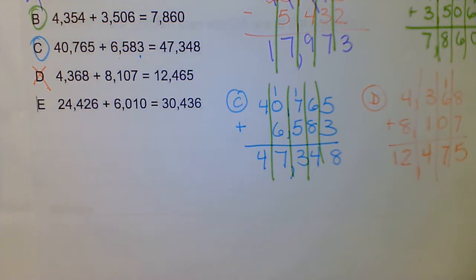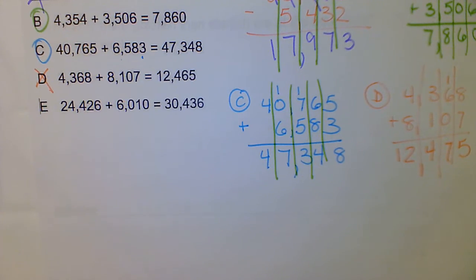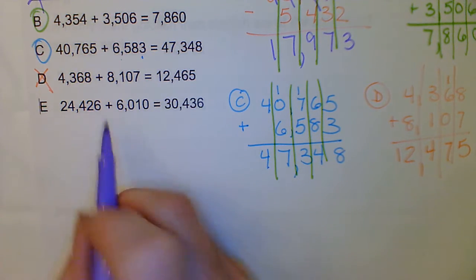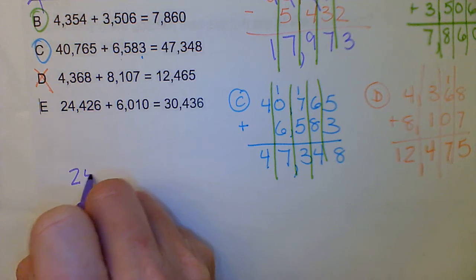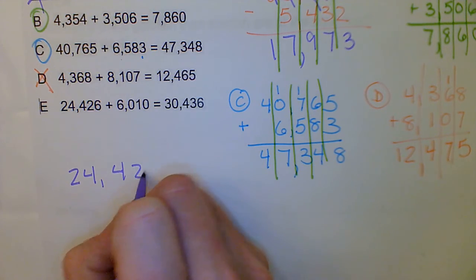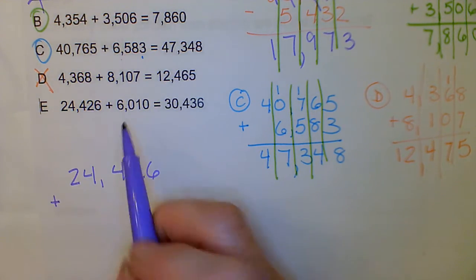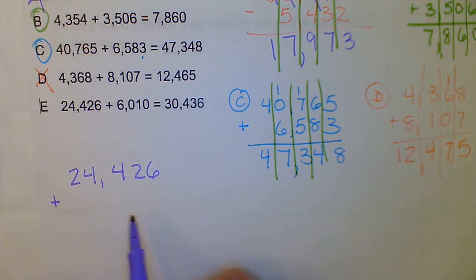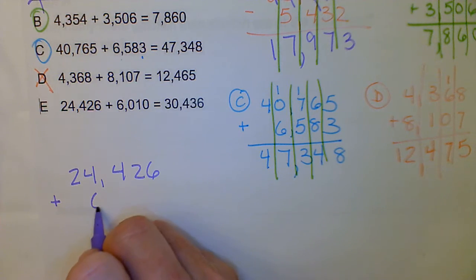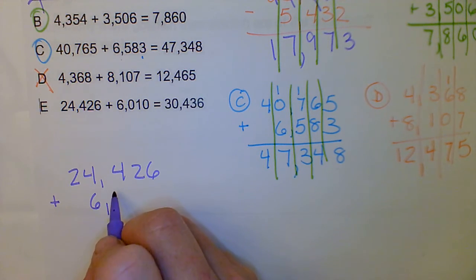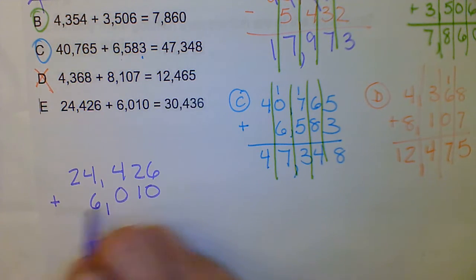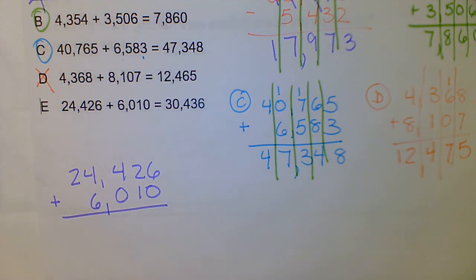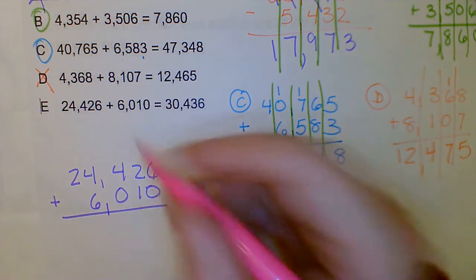All right, let's do that last one and let's see what we get. So let's go ahead and let's use purple. 24,426 plus, and again, you have to line up carefully. Make sure your commas line up, make sure your ones, make sure everything lines up nicely. So I know this is 6,000, so thousands under thousands. 10. All right, I love my little lines.